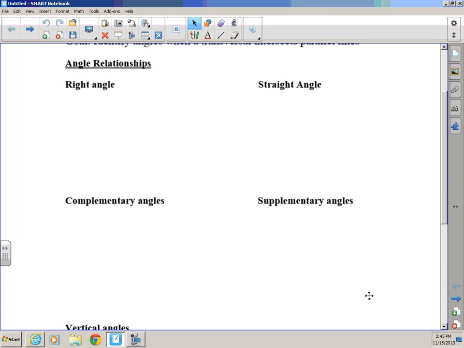Topic we want to cover today is the special angle relationship that exists when we have parallel lines cut by a transversal. But before getting into that, we want to review some definitions that you've learned in prior years. The first thing is, what is a right angle? It's an angle that measures 90 degrees.